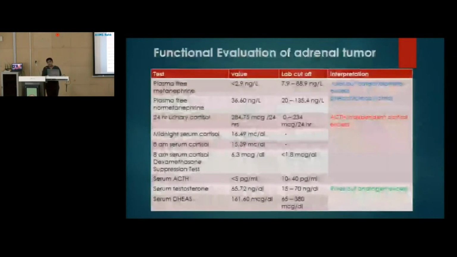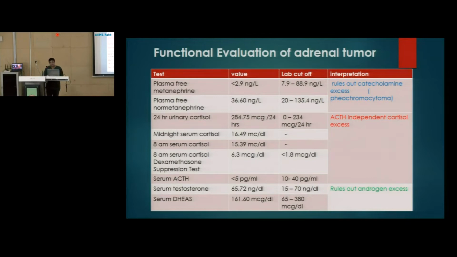Following CT of the abdomen with adrenal protocol, associated with CECT neck and thorax that was not suggestive of any metastasis, we proceeded with the functional evaluation of the adrenal tumor. Since the patient had a history of hypertension and it was likely an adrenal mass, we did this functional workup to rule out pheochromocytoma, to rule out any cortisol secreting mass, and to rule out any androgen secreting mass.